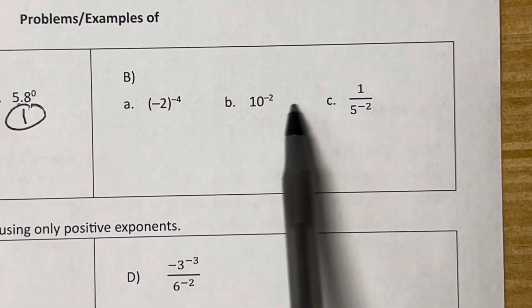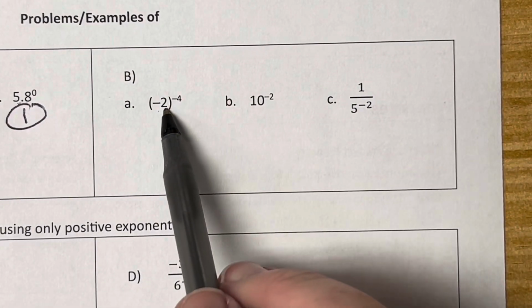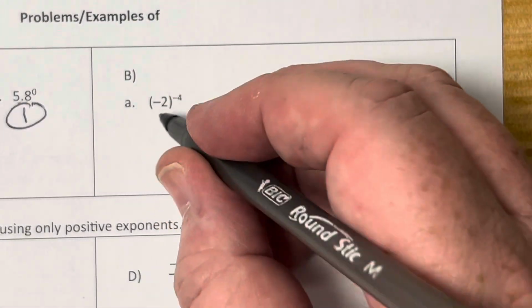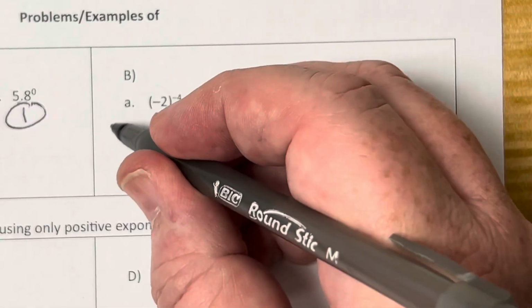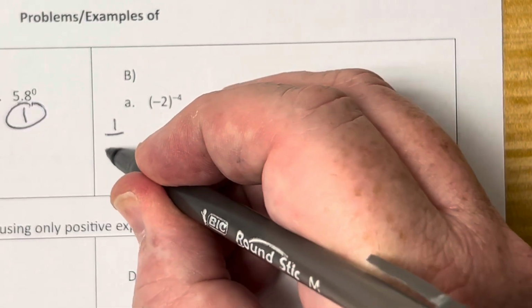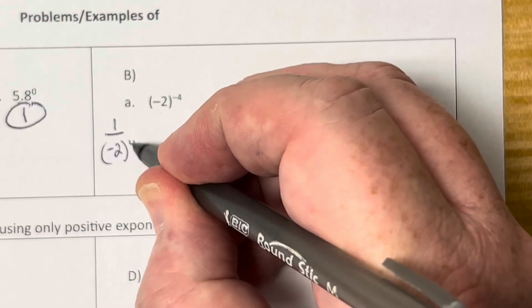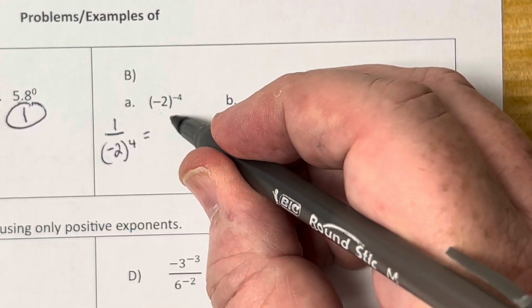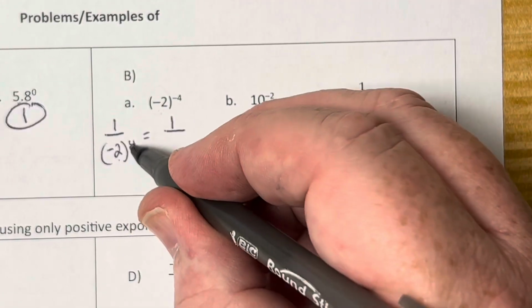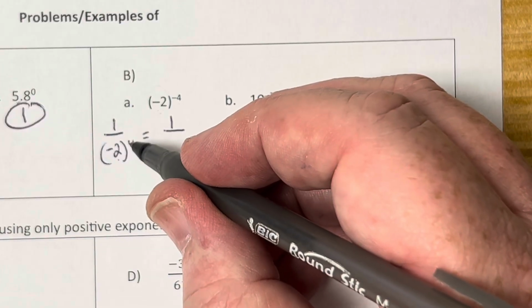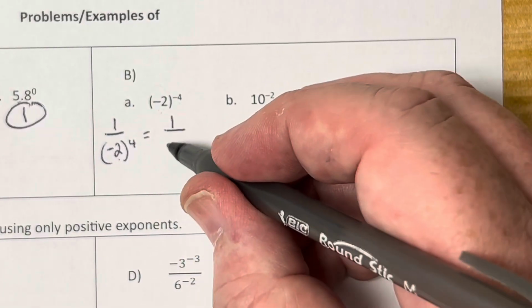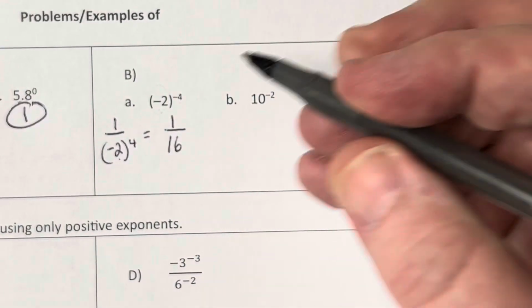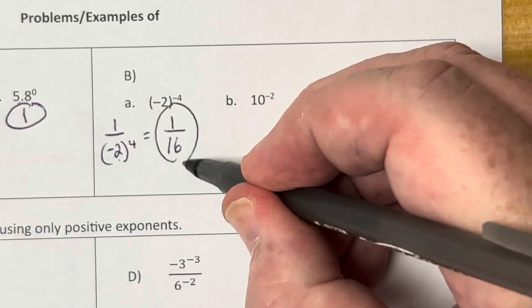All right, now looking at some negative exponents, we have negative 2 to the negative 4th power. What we're going to do is take the reciprocal of negative 2. So that would be 1 over negative 2 to the 4th power. Negative 2 to the 4th power would be 16. So our answer here is 1 over 16.